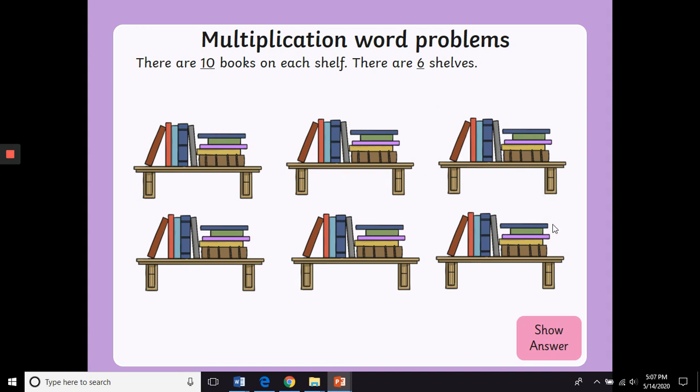What am I going to do? I have to skip count in tens. So let's start. 10, 20, 30, 40, 50, 60. And I'm going to write my multiplication sentence. And my multiplication sentence is 10 multiplied by 6 is equal to 60 books. If you look carefully, I've written my 10 over here. I've put a multiplication sign and I've put 6 over here and then an equal to sign.